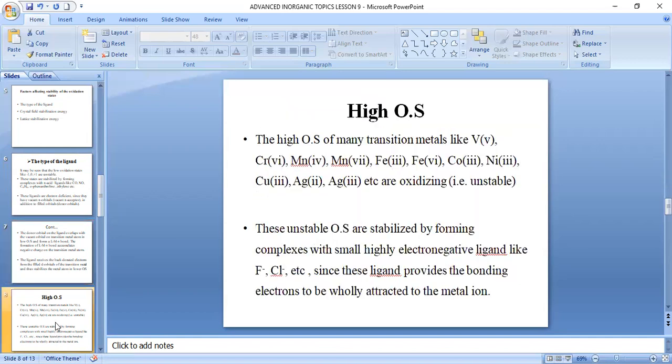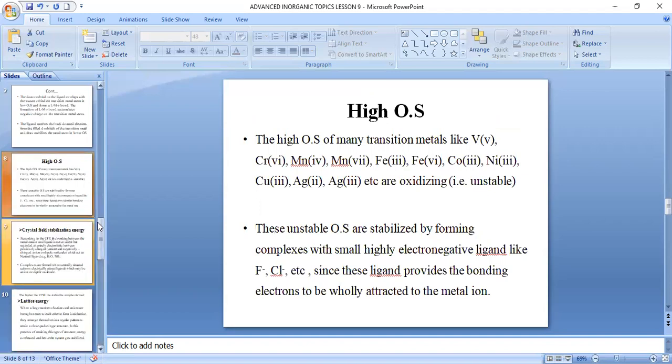The higher oxidation state can be stabilized by forming complexes with small, highly electronegative ligands like fluoride, chloride, and others, since these ligands cause the bonding electrons to be wholly attracted to the metal ion.